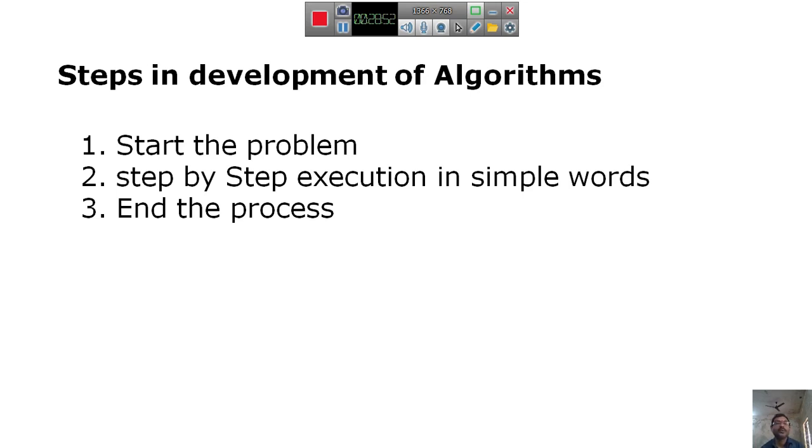Start the problem, step by step execution in simple words, and end the process. These are the steps involved in problem solving.